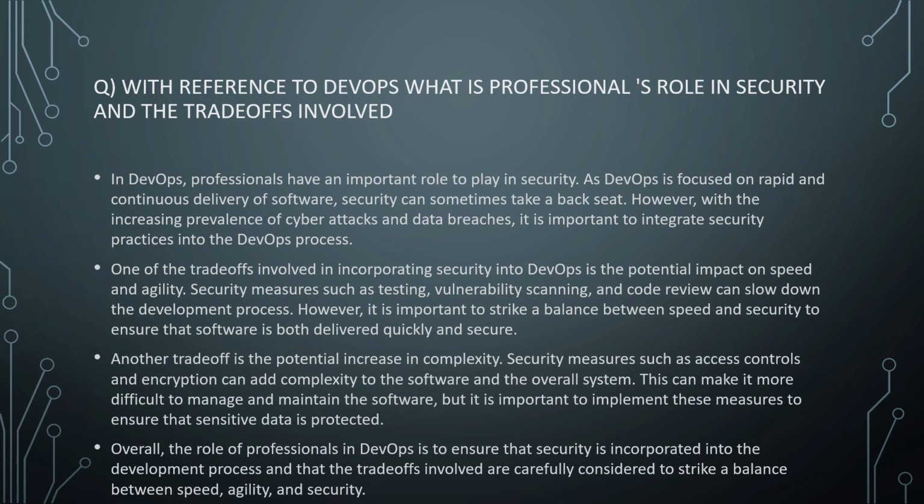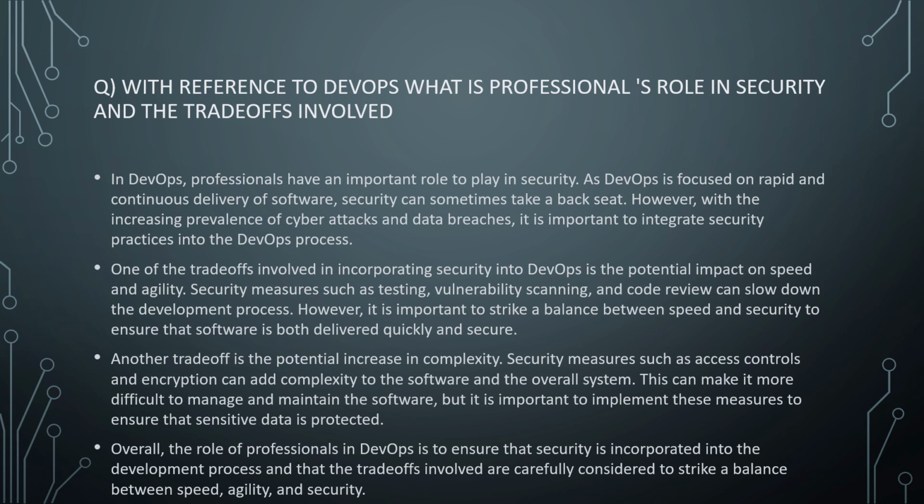And the next question we are going to is: with reference to DevOps, what is the professionals' role in security and the trade-offs involved? So its answer is: in DevOps, professionals have an important role to play in security. As DevOps is focused on rapid and continuous delivery of software, security can sometimes take a backseat.